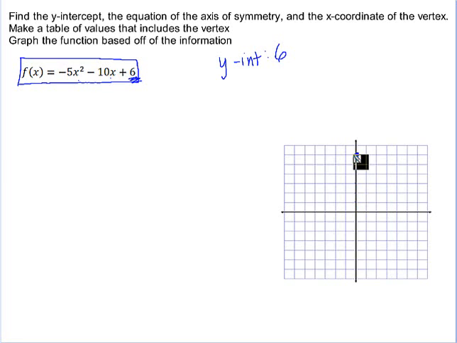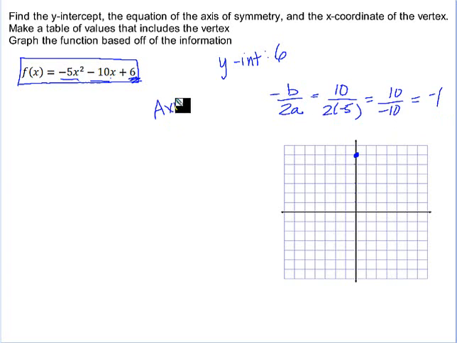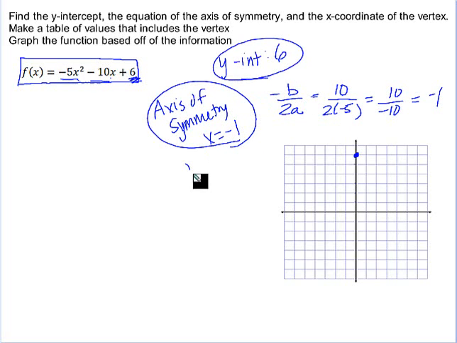All right? We want to find the axis of symmetry. Well, the axis of symmetry is from the formula negative b over 2a. Well, negative b here would be a positive 10 over 2 times a, so 2 times negative 5. 2 times negative 5 is negative 10, so positive 10 over negative 10 is negative 1. So our axis of symmetry for this is x equals negative 1. Which also means the x-coordinate of our vertex is negative 1.